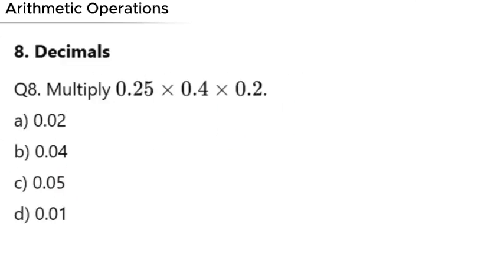8. Multiply 0.25 times 0.4 times 0.2. A, 0.02. B, 0.04. C, 0.05. D, 0.01. Multiply the decimal step by step, we'll get 0.02.